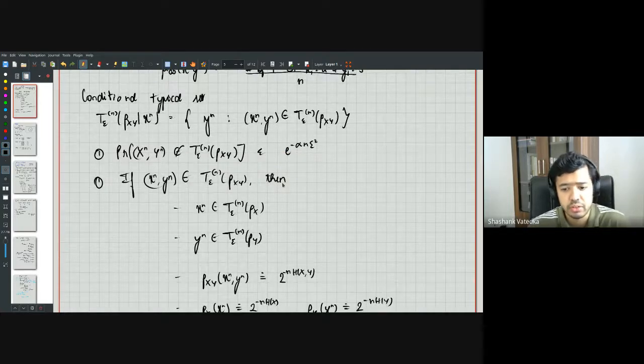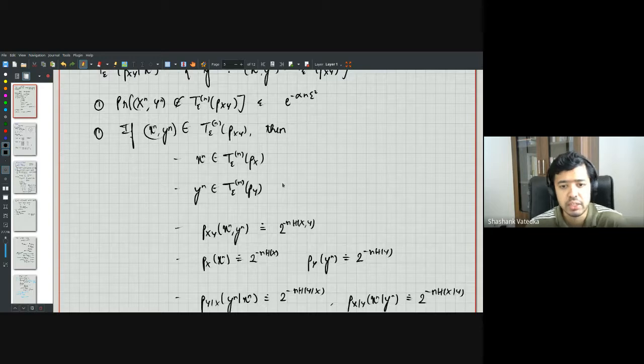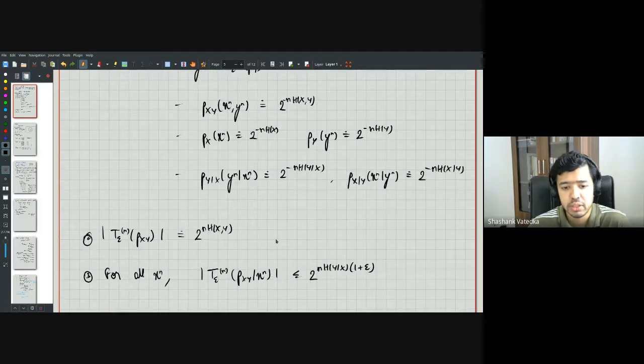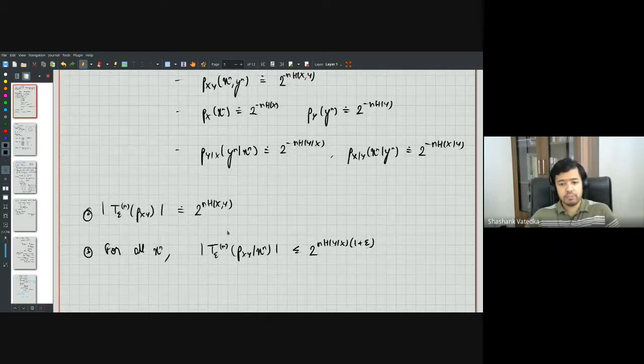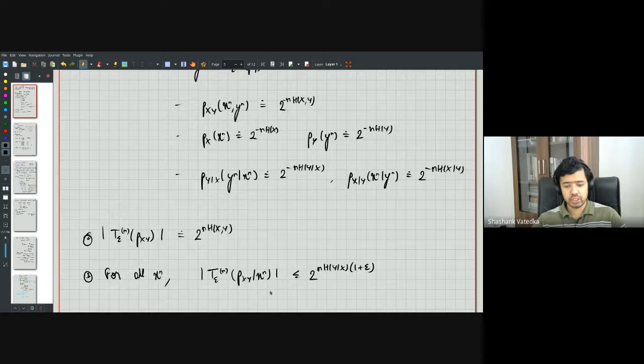We also saw some more properties. For any pair x^n, y^n in the jointly typical set, the probability of occurrence of that particular pair of sequences is close to 2 to the minus n times H(X,Y). The probability of occurrence of that pair is close to 2 to the minus n times the entropy, and we also saw that the size of the jointly typical set is close to 2 to the n times the entropy of X and Y. We can prove other properties as well, particularly for the conditional typical set.